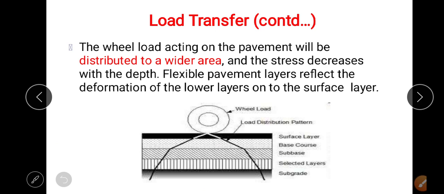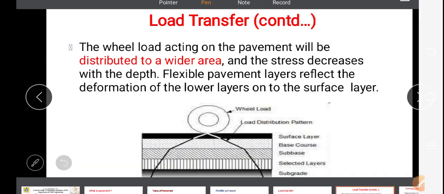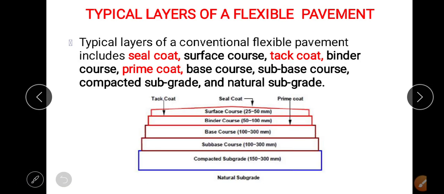Now, load transfer continued. That means the wheel load acting on the pavement will be distributed to a wider area. Whatever I told has been shown here and explained here. You can zoom this figure and read it yourself. I have already explained everything. Now, typical layers of flexible pavement. I already told.